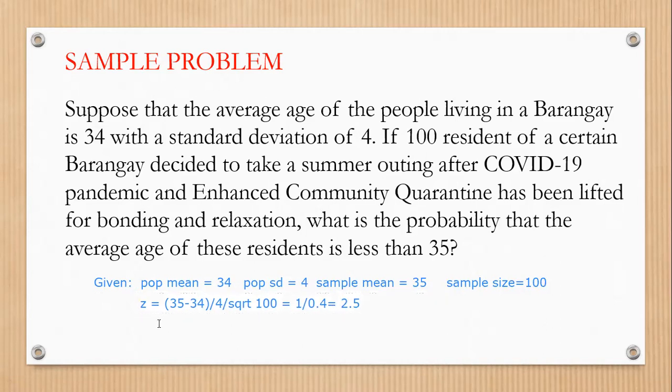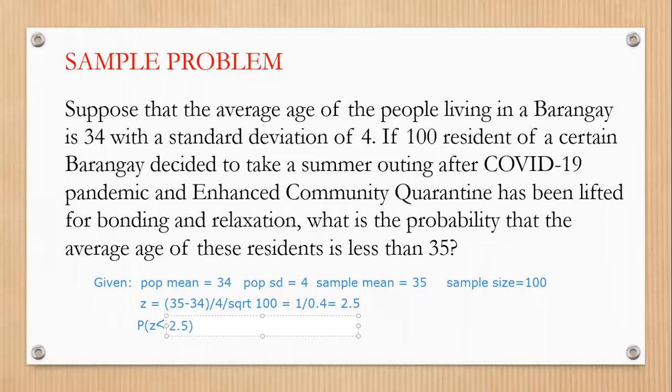Okay? So that's the second step. And answering this question, what is the probability? So meaning, we need to find the probability that z is less than 2.5.